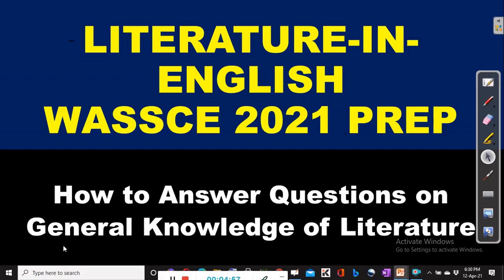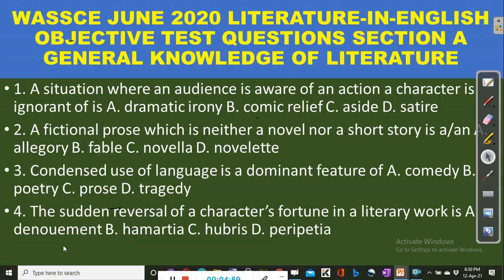Let's dive into the lesson. We are going to look at the West African Senior School Certificate Examination of June 2020. Literature in English is the subject, and the paper is the objective test questions, part 1, section A, which is specifically general knowledge of literature, or what we call literary appreciation.